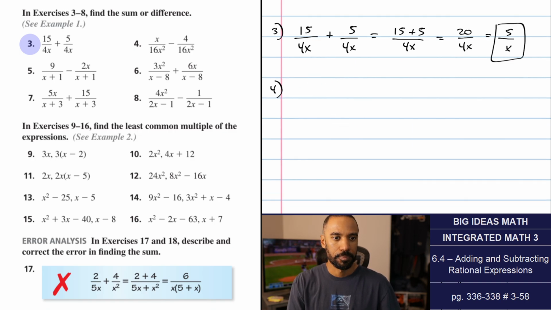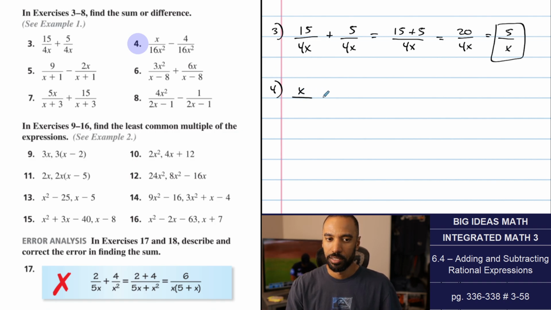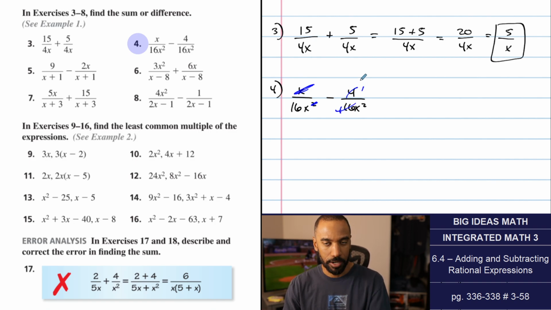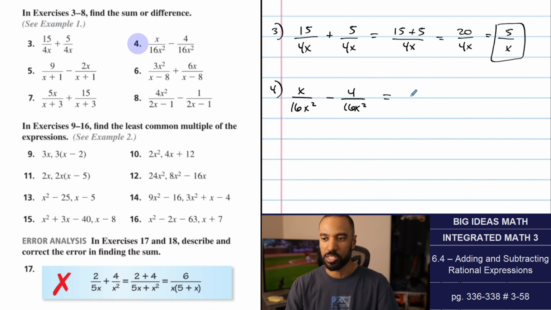Number 4, 16x squared is shared on the bottom with this x here. And then there's a 4 here. Now, one thing you don't want to do here is cancel out these x's and reduce this into 1/4, because now you just lost your common denominator. The whole goal is to have a common denominator through the subtraction. So do keep this as is, and if there's something to change after that, we'll go ahead and do so.